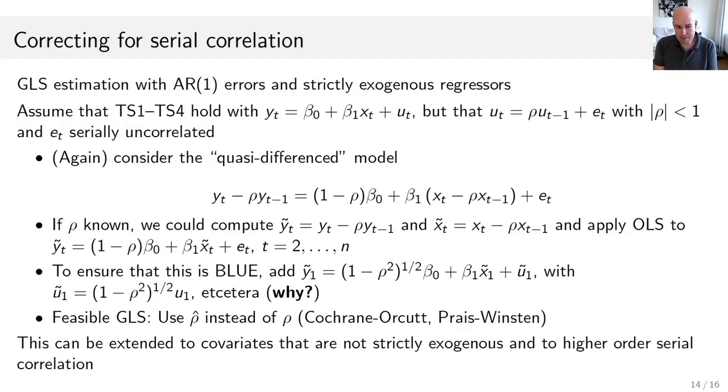How are we going to look at that? Well, let's assume that assumptions 1 up to 4 from chapter 10 hold, and that the model is the simple model with just one explanatory variable. The one difference to what we had before is serial correlation of order 1, autocorrelation of order 1, in the error term, and we have stability. If you care about what that is, read up in chapter 11. So our rho is going to be less than 1 in absolute value. And the e_t are going to be serially uncorrelated.